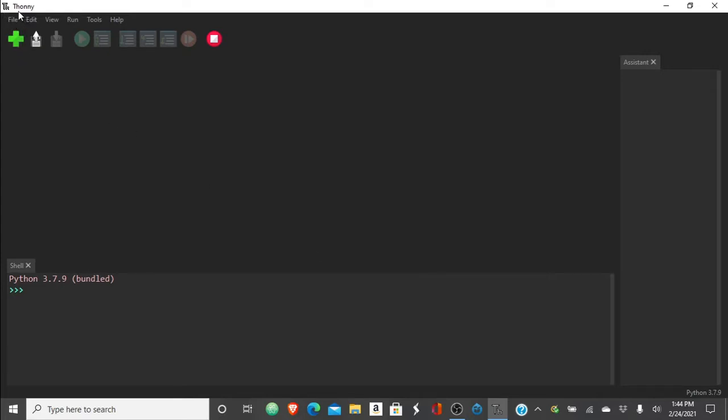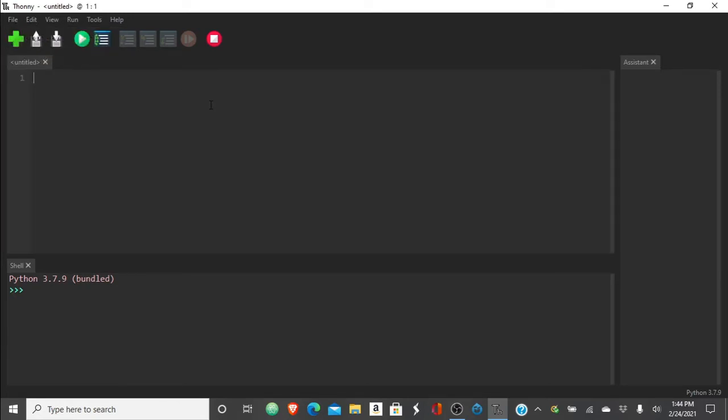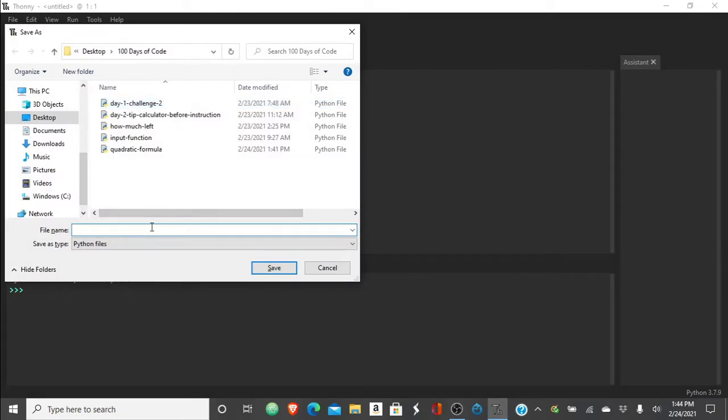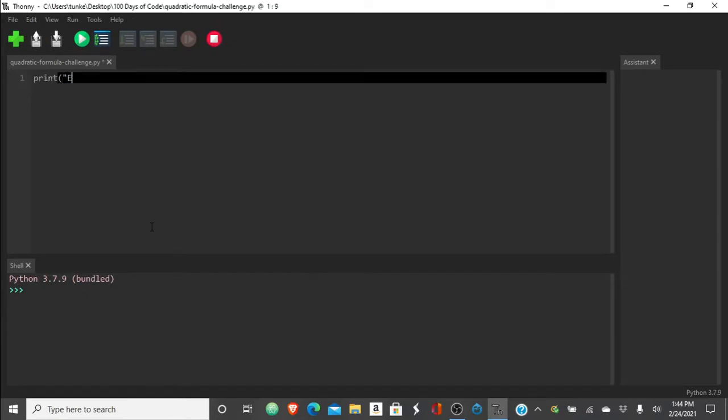So first thing I'm going to do is I have Thonny open, which is a Python IDE, which is free. I'm going to create a new file, and I'm going to save the file as quadratic formula Python file. Okay, so first thing, I'm going to print: enter A, B, and C for a quadratic in the form of AX squared plus bx plus c equals 0 to find the roots.